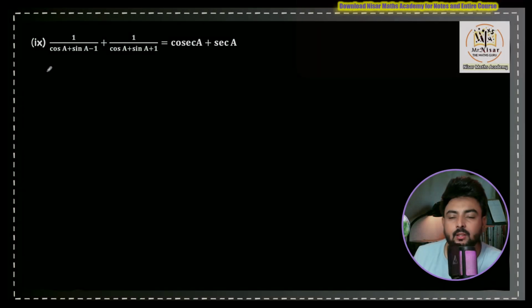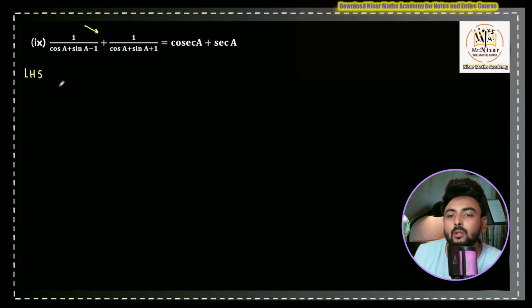So the next question we have, children, is 1 by (cos A plus sin A minus 1) plus 1 by (cos A plus sin A plus 1). This we have to prove as cosec A plus sec A. Children, this type of question we have solved in the previous exercise, and you are aware of this type of question. What should we do? We should do cross multiplication here. So I'll do the cross multiplication.